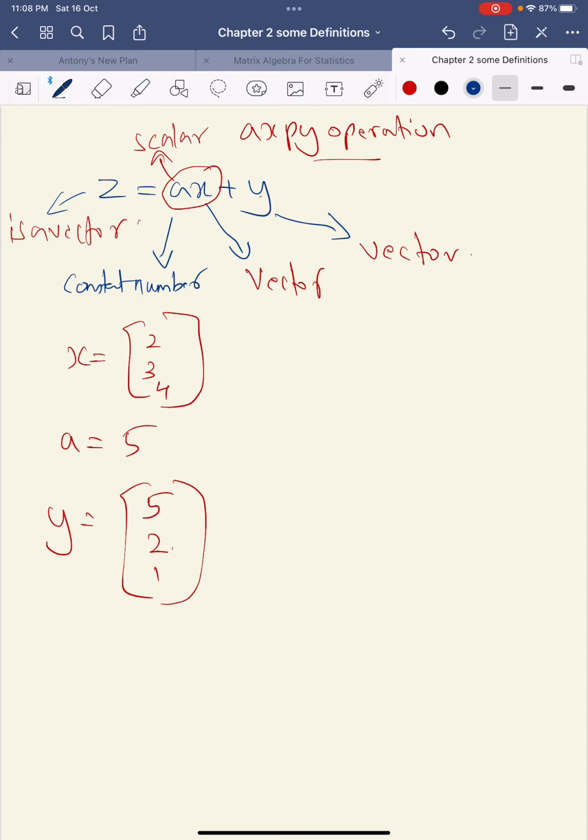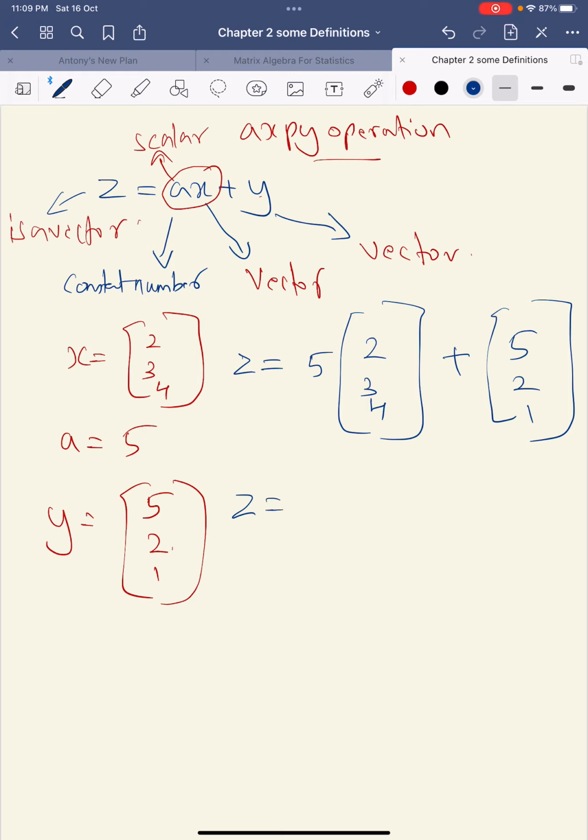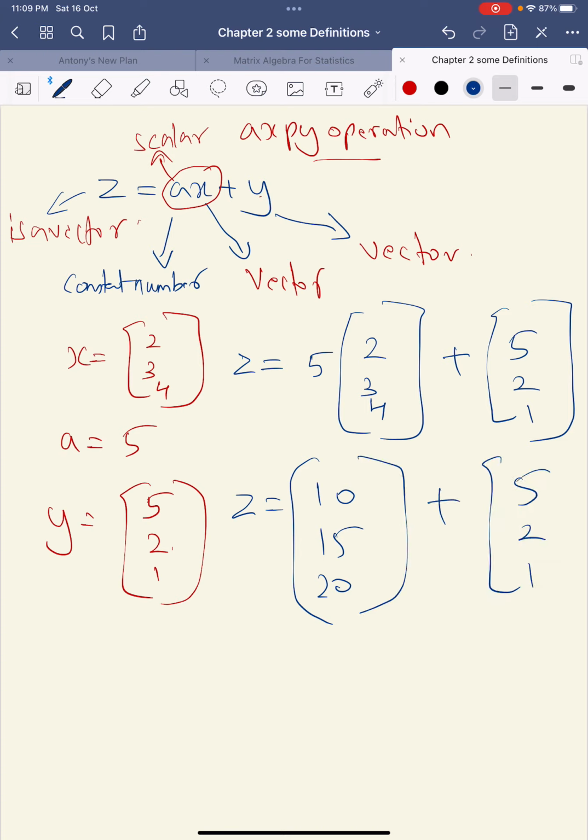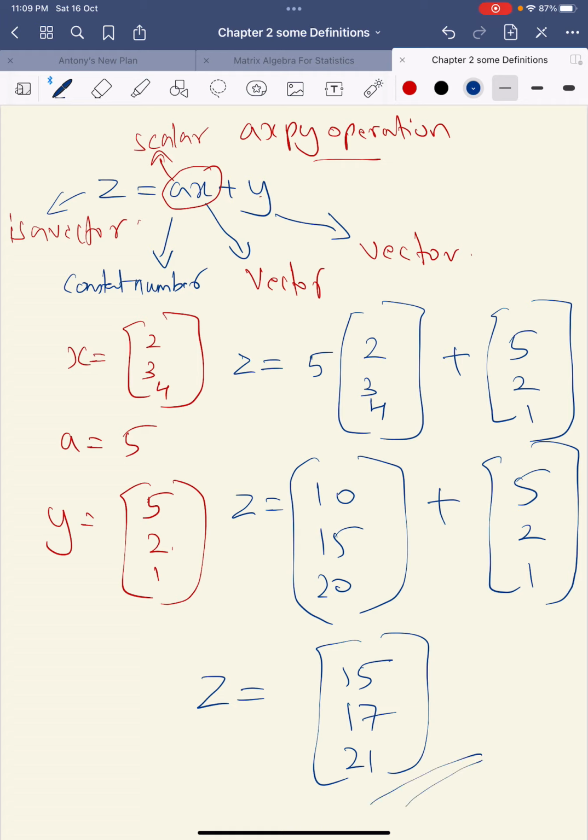And then, to get your z vector, you take your 5, multiply it by 2, 3, 4, and then add the vector y, which is 5, 2, 1. This gives you the z vector: 5 times 2, 3, 4 is 10, 15, 20, plus 5, 2, 1. Now it's just a simple vector addition. 10 plus 5 is 15, 15 plus 2 is 17, and 20 plus 1 is 21. Here you go, this is your answer. So you've successfully done the axpy operation.